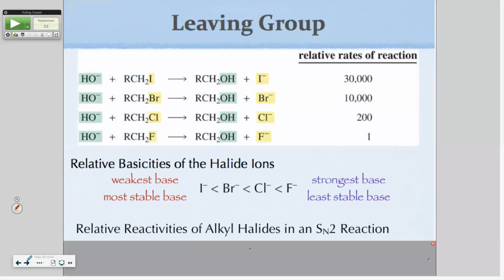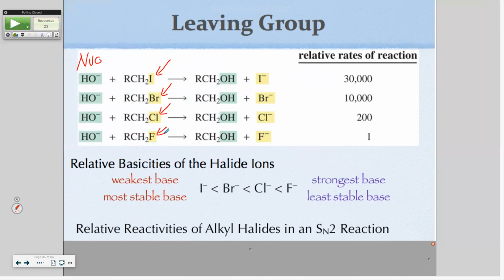Okie dokie. Okay, so now we're going to look at leaving groups. Leaving groups are the things that leave. Adios. In this example, we have the exact same alkyl halides, or alkyl groups. All we changed was the halide. And OH minus, what is this functioning as? That's your nuke. The yellow ones are all your leaving groups.